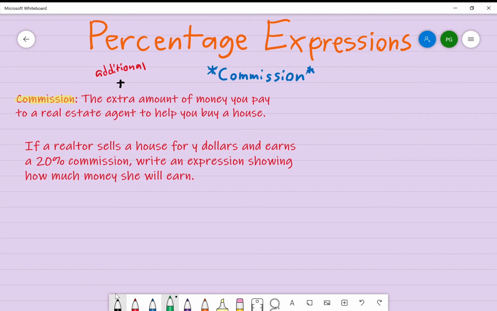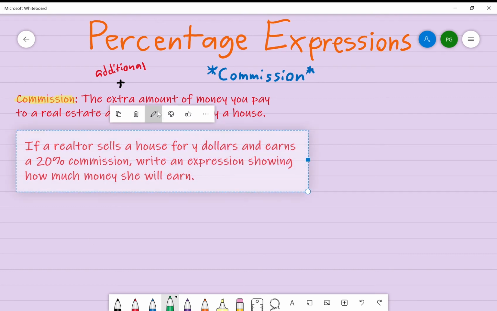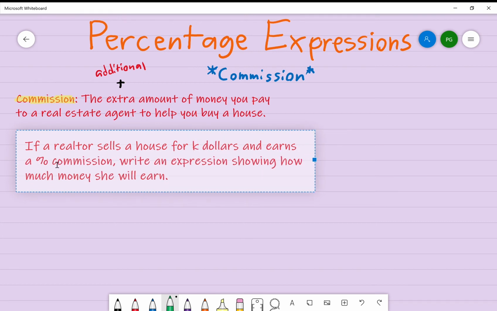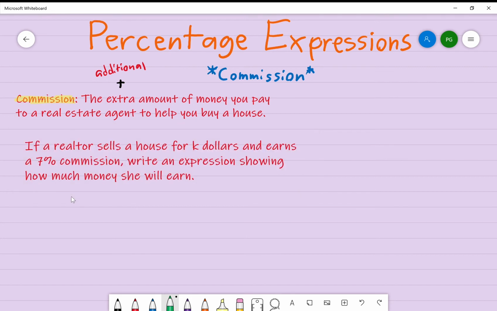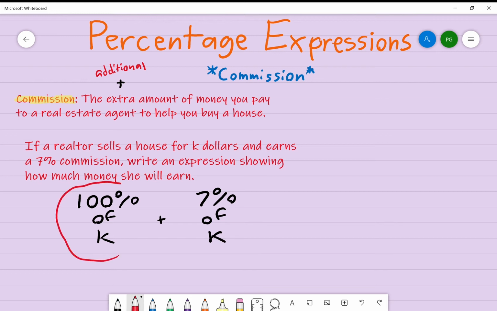Alright, so let's say a realtor sells a house for K dollars and earns a 7% commission. Write an expression showing how much money she will earn, just like last time. The house itself is worth 100% of K, and then the realtor's commission is going to be 7% of K. The amount of money from the house does not go to the realtor. We're not interested. We just want to find 7% of K.